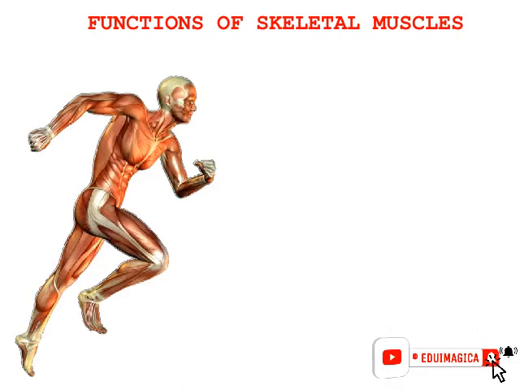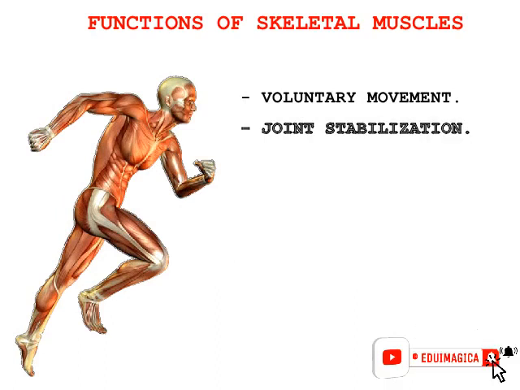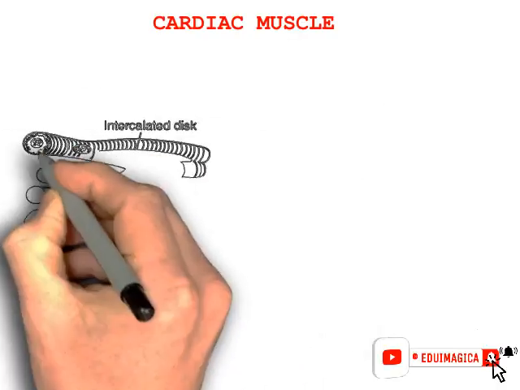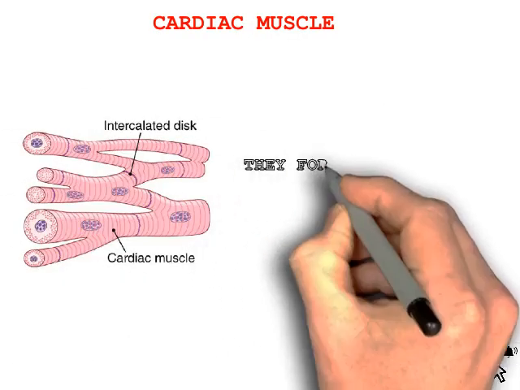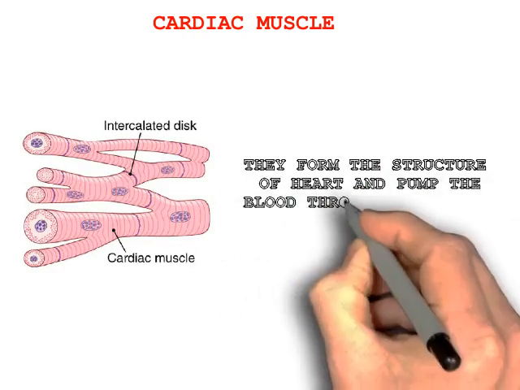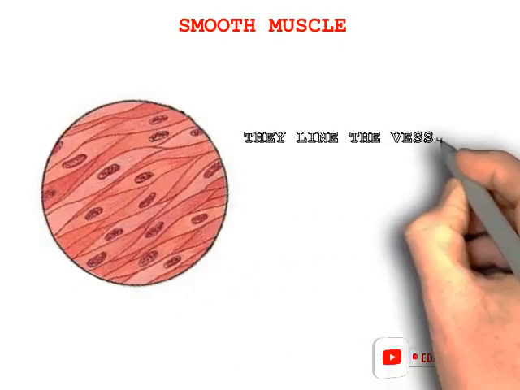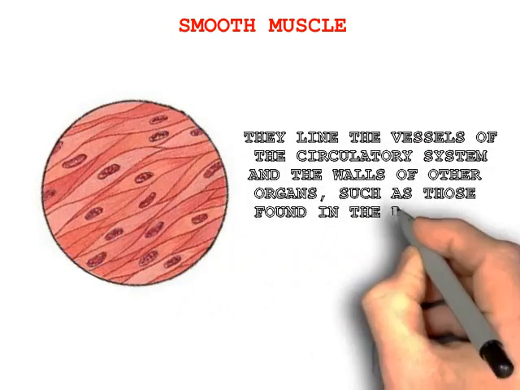Then let's talk about the functions of the skeletal muscles. It provides voluntary movement, joint stabilization, it protects the organs, and maintains posture. Cardiac muscle forms the structure of the heart and allows the heart to contract and thus pump the blood through the body. Smooth muscles line the vessels of the circulatory system and the organs of the digestive system.